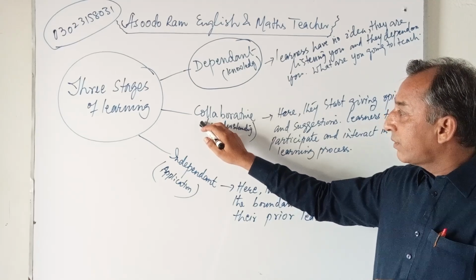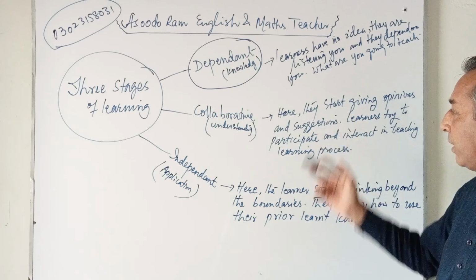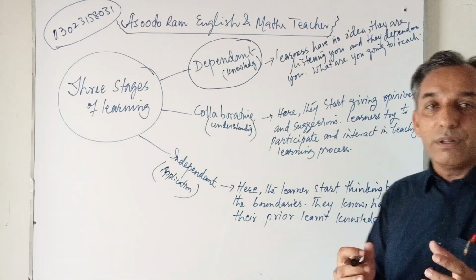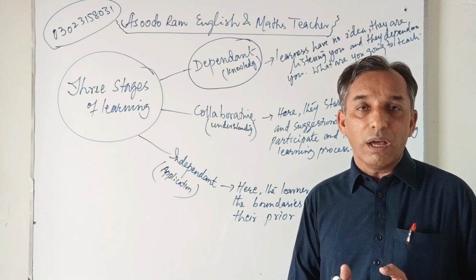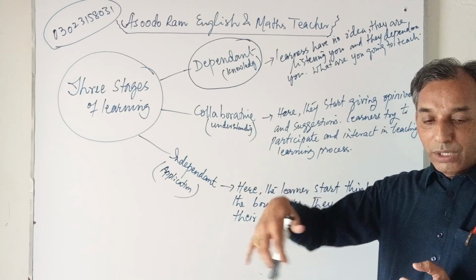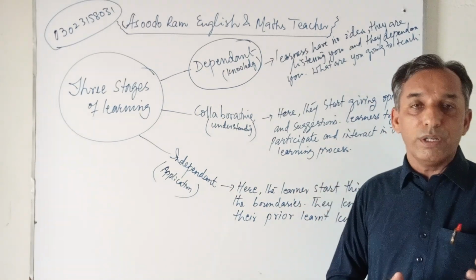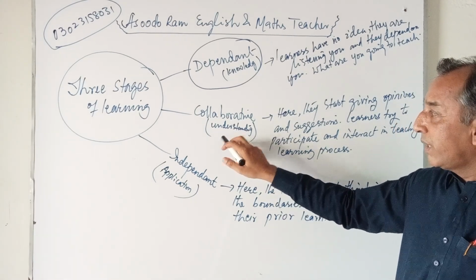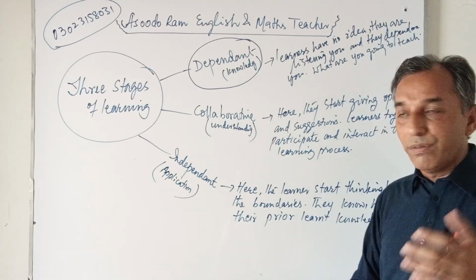The second stage is collaborative. Here what happens, a learner understands the things. Here they start giving opinions and suggestions. Learners try to participate and interact in the teaching learning process. A little bit, a learner tries to give his or her own opinions and suggestions while a teacher is teaching in the class or in the session. He understands the things, and he participates and interacts with his classmates or other learners sitting there, and they also participate somewhere. Whatever they know, they try to speak out, they try to interact, they try to be involved in the activities. So this is the second stage of learning for the learners, where he or she understands the things, and gives suggestions and opinions also.